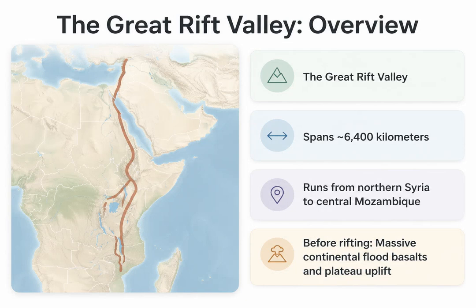Now, let's look at one of the most famous geological features on Earth, the Great Rift Valley. This massive fracture in the Earth's surface runs north to south for approximately 6,400 kilometers, stretching all the way from northern Syria down to central Mozambique in East Africa. Before the actual rifting began, this region experienced enormous eruptions of continental flood basalts, which were accompanied by the significant uplift of the Ethiopian, Somalian, and East African plateaus.